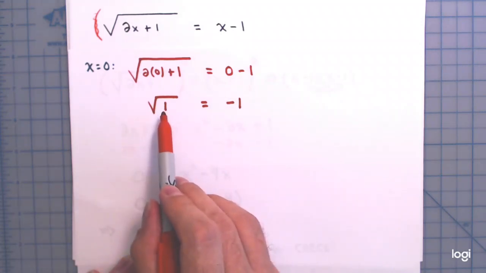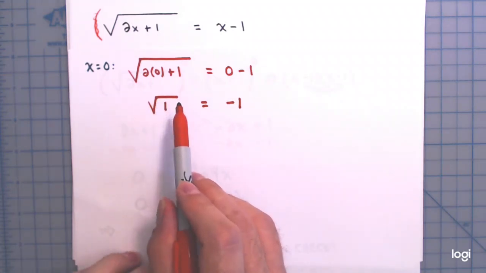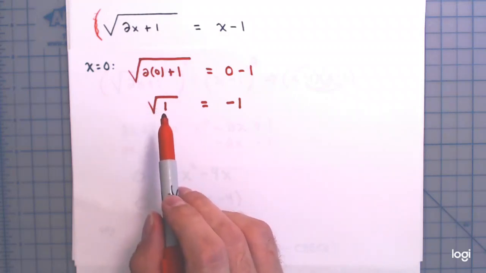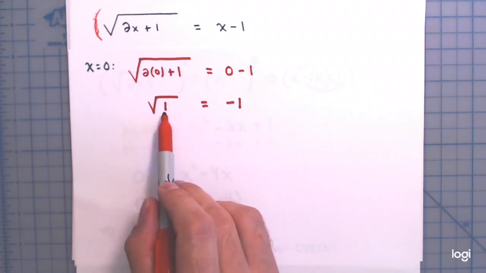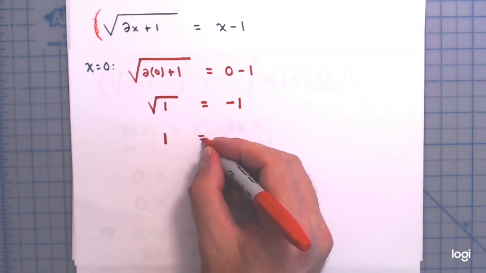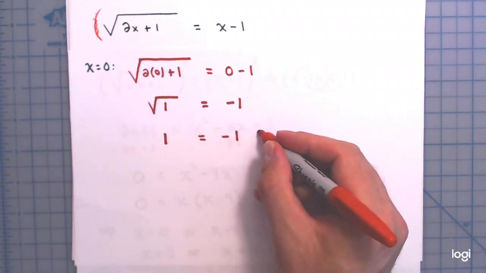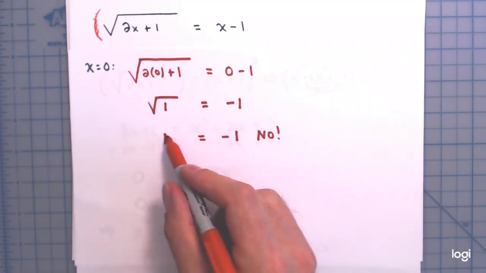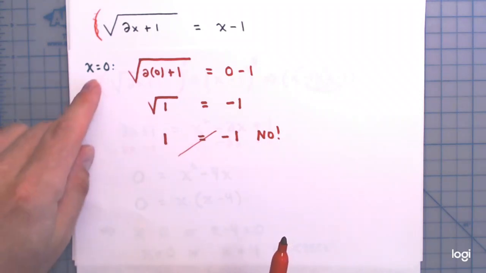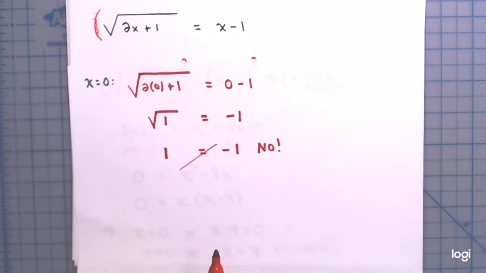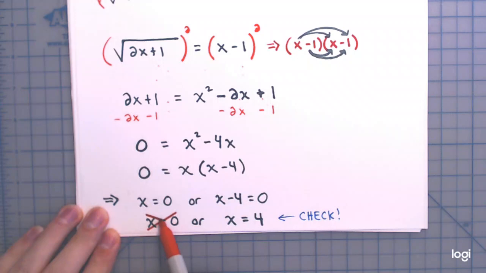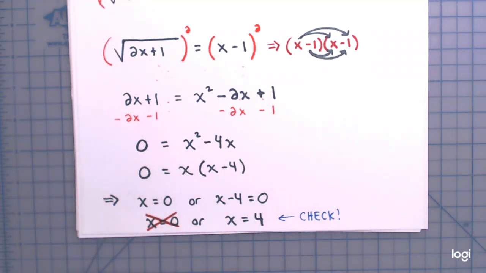Now remember, when you see this symbol, I say this a bunch, it means the non-negative square root of 1. So what's that? The non-negative square root of 1 is simply 1, right? Just positive 1. That is not negative. And is 1 equal to negative 1? No, it is not, right? So this isn't giving me anything good. So 0 is one of those extraneous solutions. So back on this, that's extraneous. That is not a good solution. I'll cross it off.